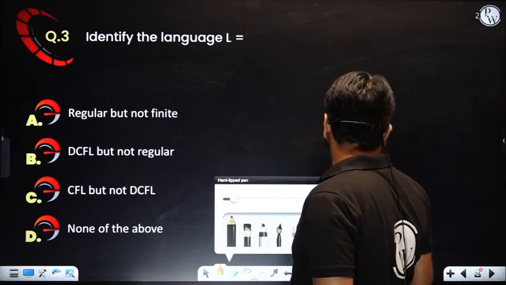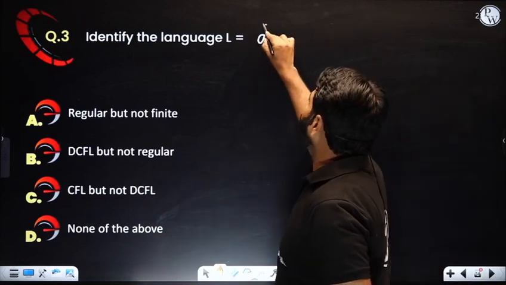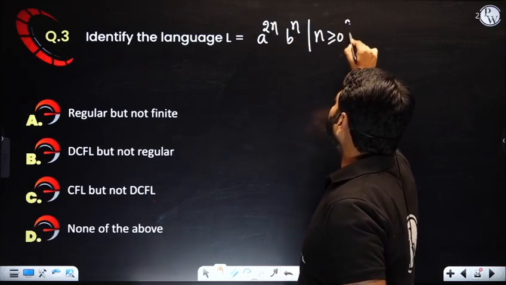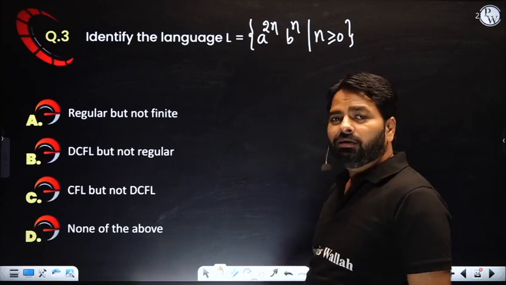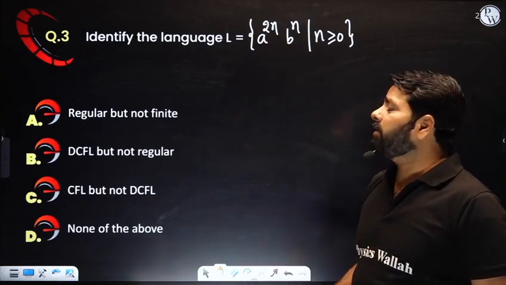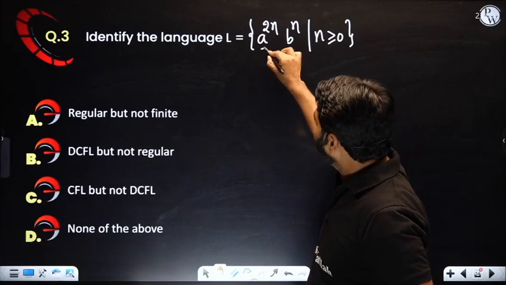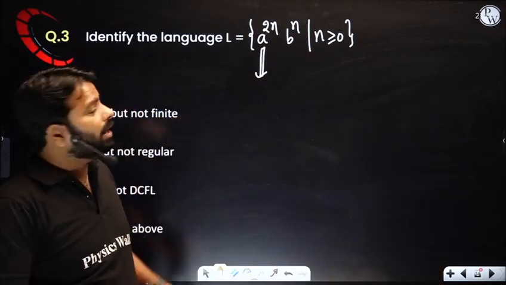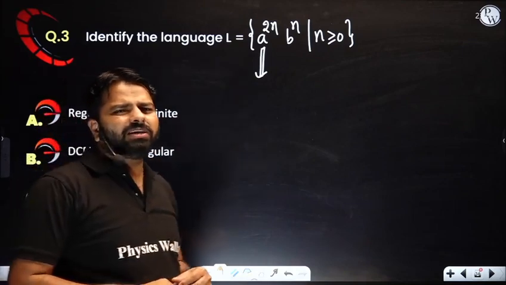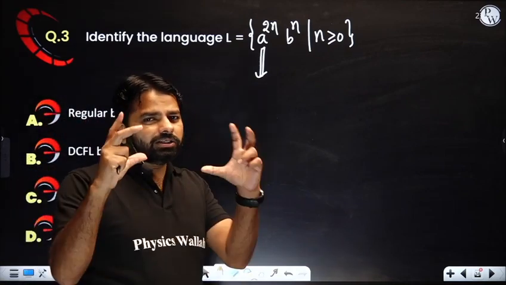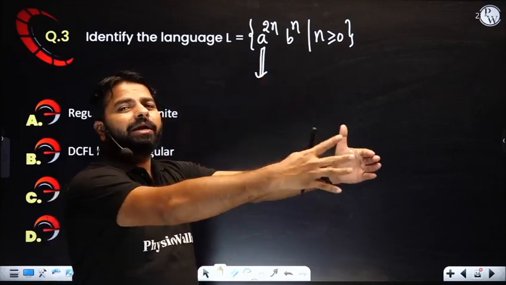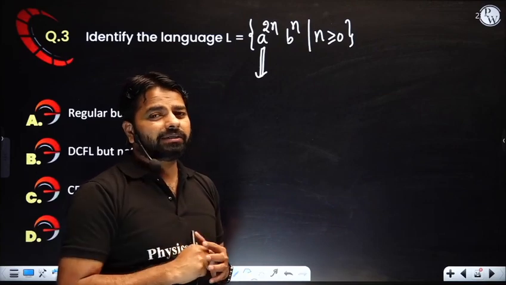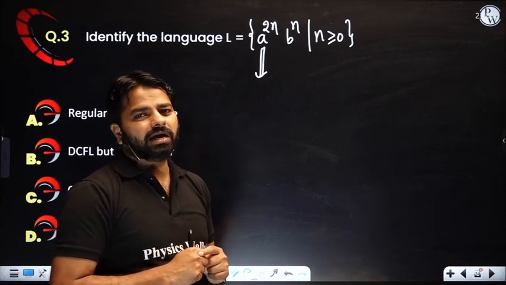L is equal to, what about A power 2n, B power n? Can you think about this? I want to do one thing here. Instead of pushing two A's for every A read, I will make it half. Sir, how is that possible? Think logically. I am reading 2n A's, but I don't want to push 2n A's. I want to push n A's. How? For every 2 A's, I will push 1 A.